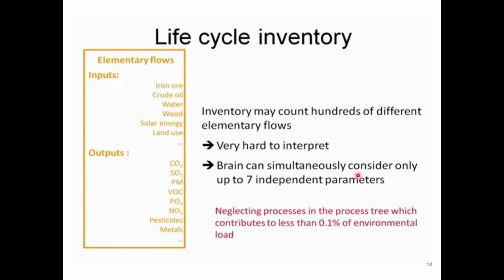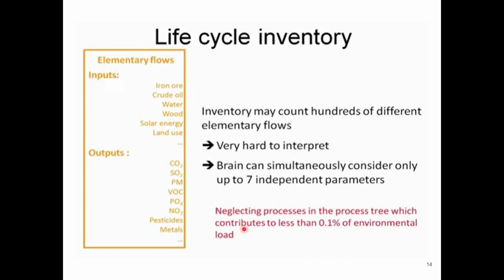And the brain can simultaneously consider only up to 7 independent parameters. As per research, the brain has the ability to consider only up to the 7 most important independent parameters. So what is actually done in the life cycle inventory is, we neglect those processes in the process tree which contribute less than 0.1% of the environmental load.